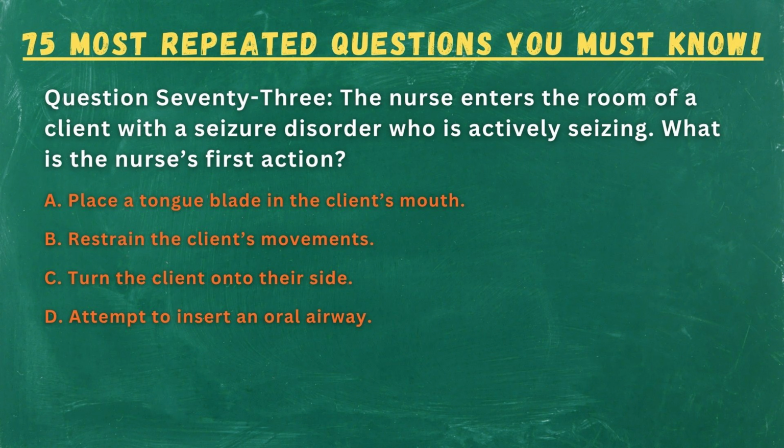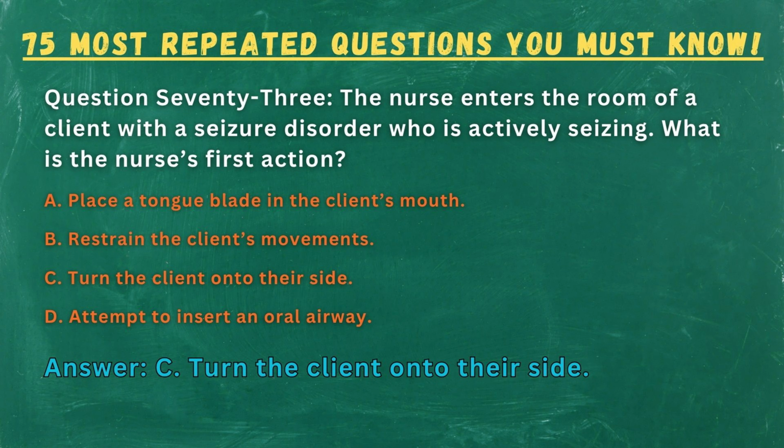Question 73. The nurse enters the room of a client with a seizure disorder who is actively seizing. What is the nurse's first action? A. Place a tongue blade in the client's mouth. B. Restrain the client's movements. C. Turn the client onto their side. D. Attempt to insert an oral airway. Answer. C. Turn the client onto their side.